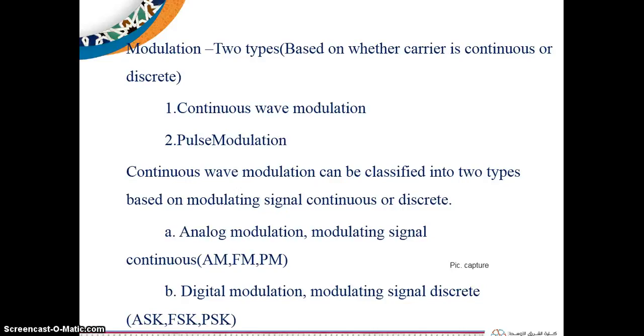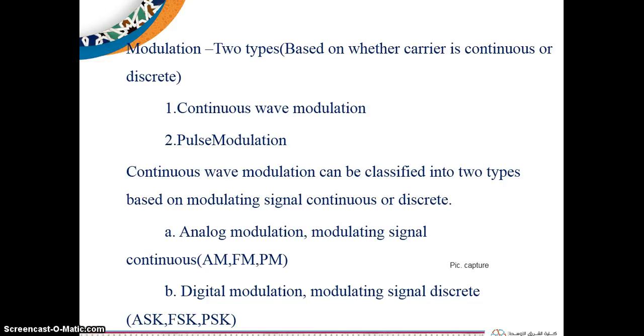Modulation is the process of superimposing the information content of a modulating signal on a carrier signal, which is of high frequency, by varying the characteristics of the carrier signal, such as amplitude, phase, or frequency, in accordance with the modulating signal. Modulation is mainly classified into two types based on the nature of the carrier signal: continuous wave modulation and pulse modulation.